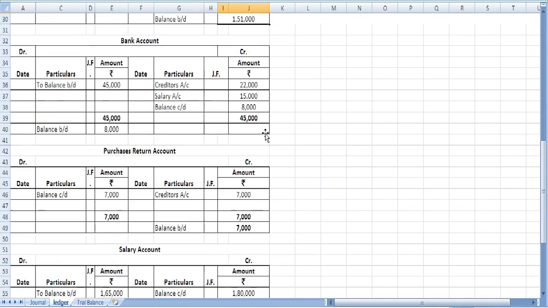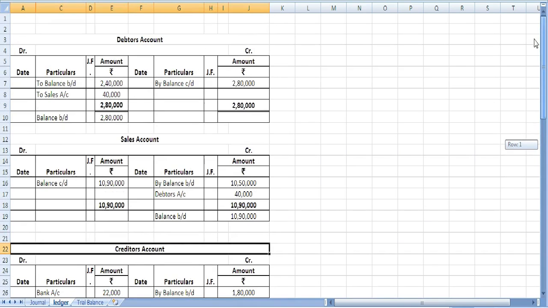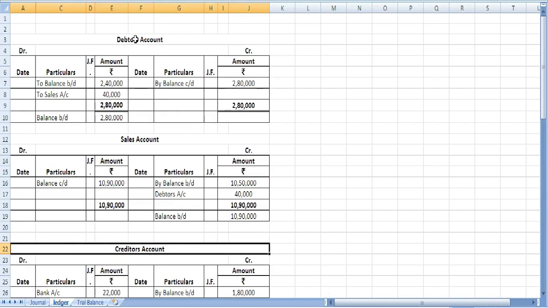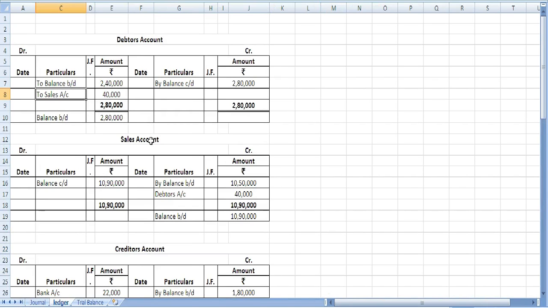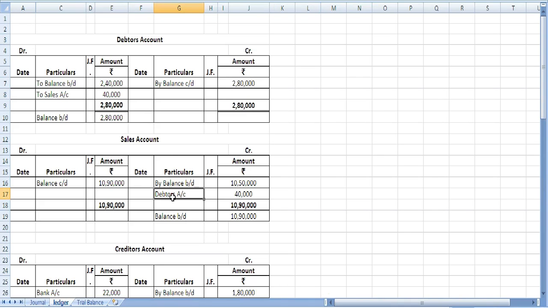Now we'll go back to the first ledger. Here what we said, debtors to sales account 40,000. Now we'll go to the sales account. Here's the sales account. This will become by, so it will be by debtors account 40,000.